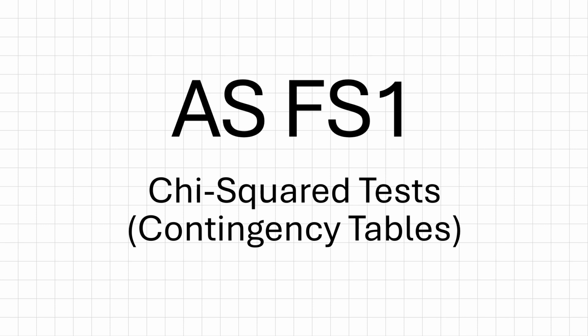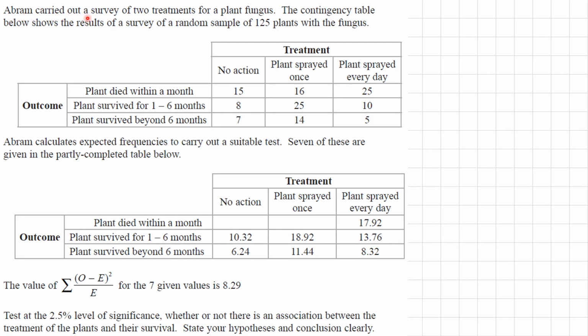This is an AS Further Statistics 1 question on chi-square tests, and this is on contingency tables. Abram carried out a survey of 2 treatments for a plant fungus. The contingency table below shows the results of a survey of a random sample of 125 plants with the fungus in this table here. Abram calculates the expected frequencies to carry out a suitable test. 7 of these are given in the partly completed table below, and that's this table here.